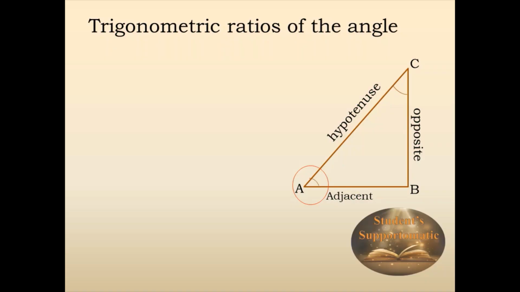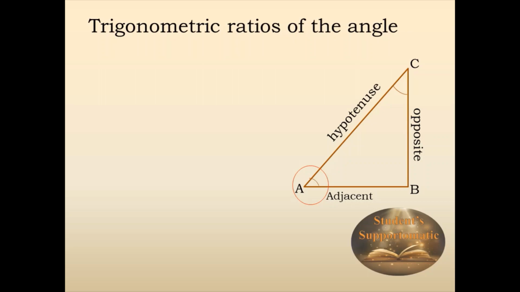When we consider angle A, the line opposite to angle A is called the opposite side, and the line adjacent to that angle is called the adjacent side, and the hypotenuse is always the hypotenuse side. Now we will define the ratios of sides with respect to the angle A. So the first ratio is sine A.